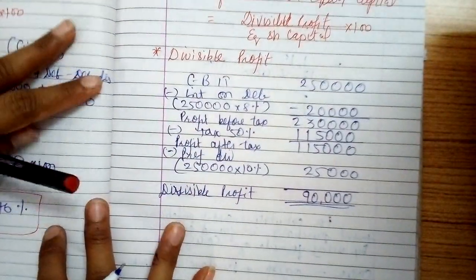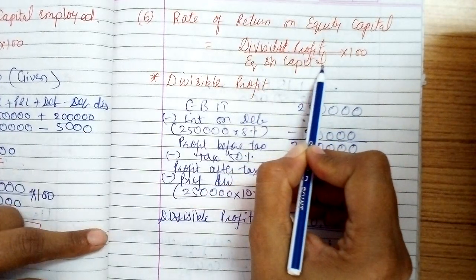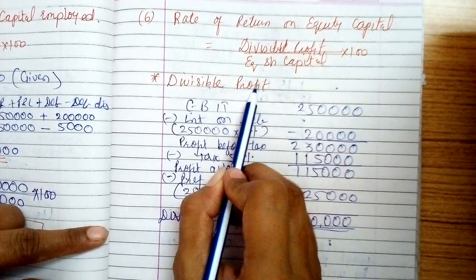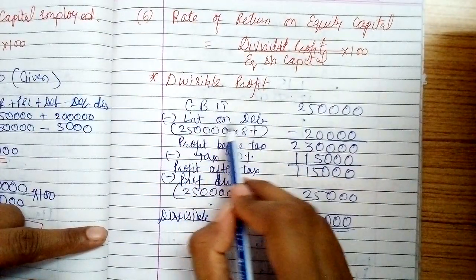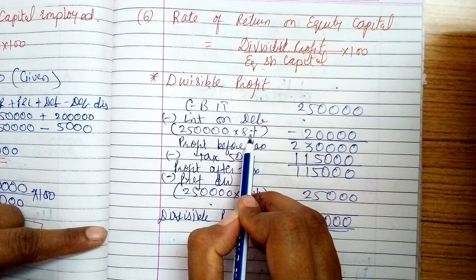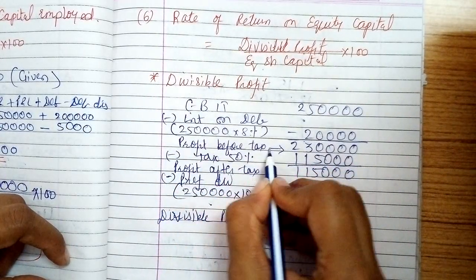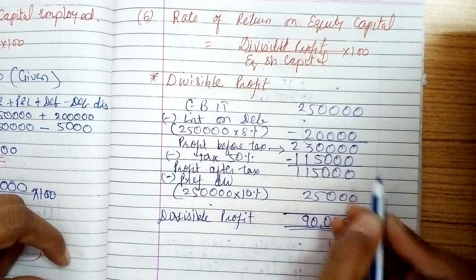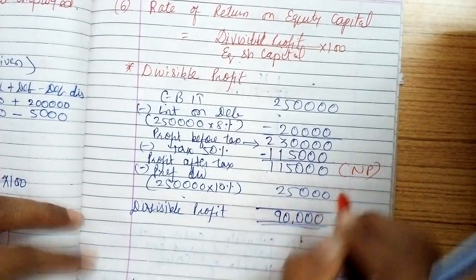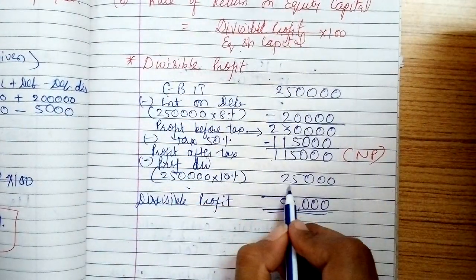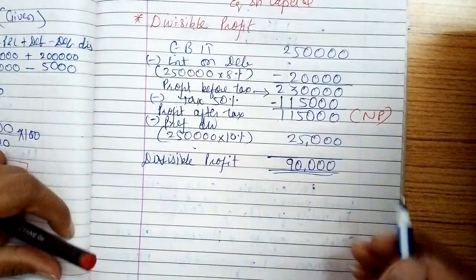Next, rate of return on equity capital. So formula: divisible profit upon equity share capital. So for finding out divisible profit, we need to follow our EBIT table. Starting from EBIT, less interest on debentures, that is 2,50,000 into 8%, so 20,000. The item received is called profit before tax. After deducting 50% tax from this, we get the profit after tax. This is nothing but our net profit. And after deducting 25,000 of preference dividend from this net profit, we get our divisible profit.